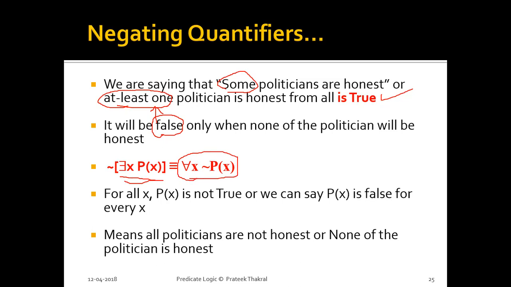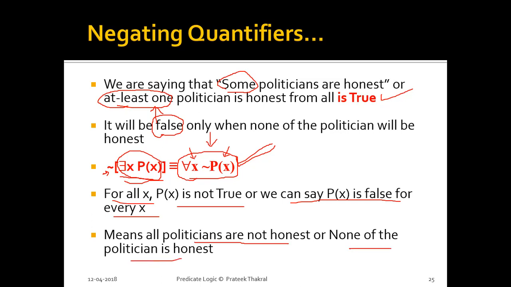So how to read this? This is the statement for some x, P(x) is true, that means some politicians are honest, and if I do its negation, it returns for all x, not P(x). So how to read this? The negation of "some politicians are honest" is for all x, P(x) is not true, that means all politicians are not honest. If all politicians are not honest, that means from the entire universe of discourse, none of the politicians is honest. So for all x, P(x) is not true, or we can say P(x) is false for every x. This is how to read this notation, and it indirectly means none of the politicians from the entire set is honest.